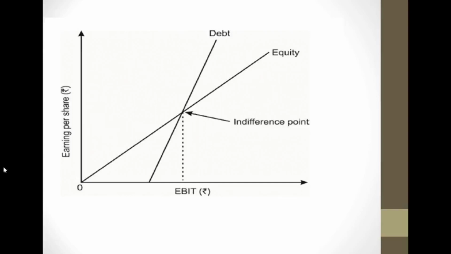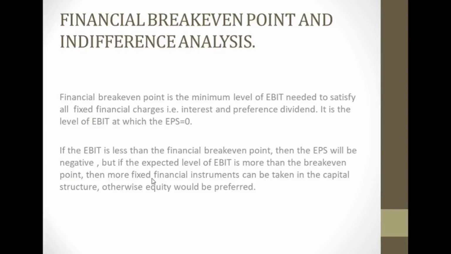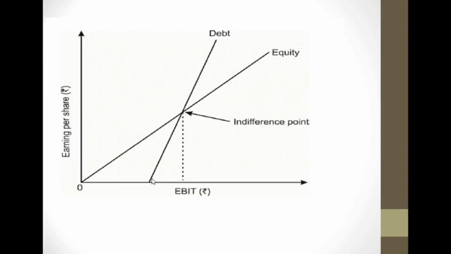There are two sources of finance. First it's equity, second is debt. At what point are they both going to have the same EPS? The earnings per share is called the indifference point. Okay, you can see initially equity is forward, they are happy, but then at a certain point it comes down and the debt is going high.